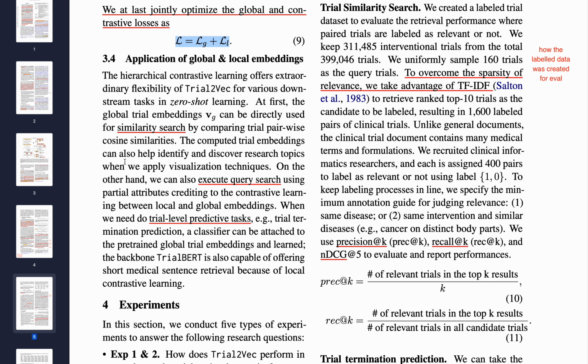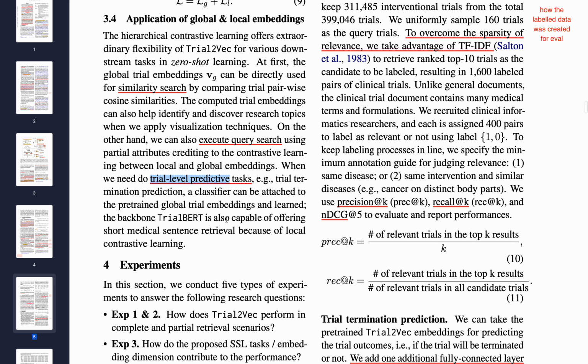There are 3 applications. First, trial level similarity search, where they look at global embeddings. Then we have query level search. This is where the local embeddings and global embeddings are utilized. And then we have trial level prediction, which is success of trial, which is where they use global embeddings and then add a fully connected layer on top of that, so that it can translate those embeddings into something a bit more binary.